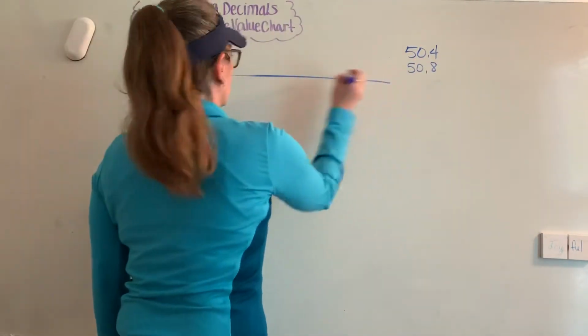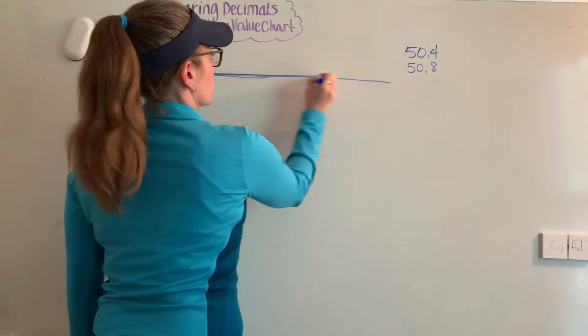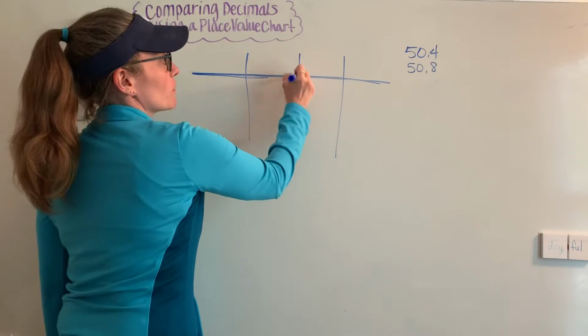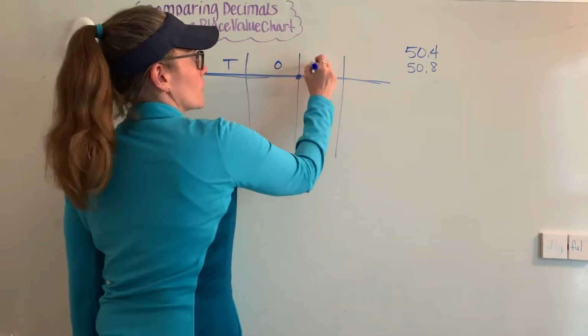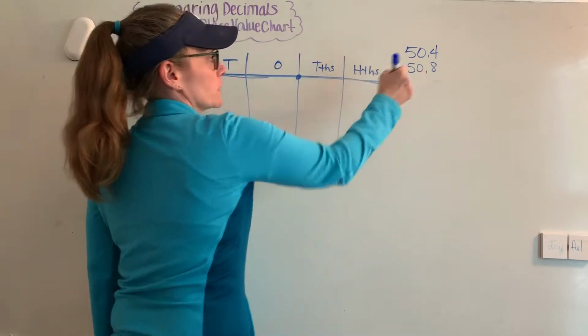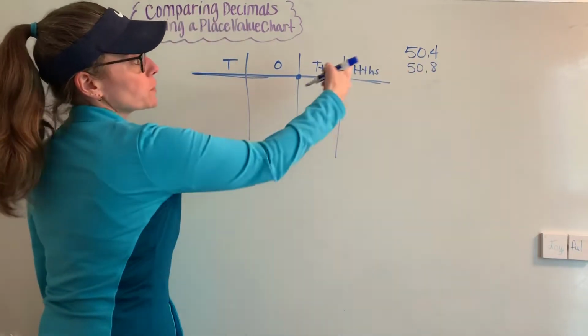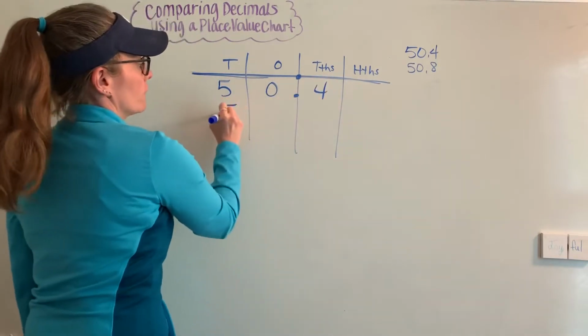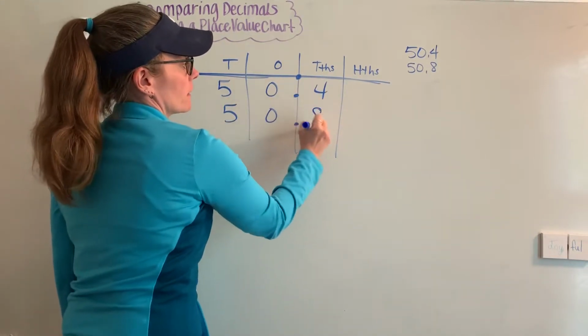So you draw yourself your little place value chart quickly. You make sure that you have your decimal point, you have your ones, your tens, you have your tenths, and you have your hundredths, and then you place your numbers on your place value chart. So in this case, I have 50 and 4 tenths and 50 and 8 tenths.